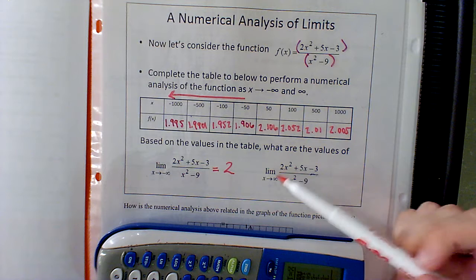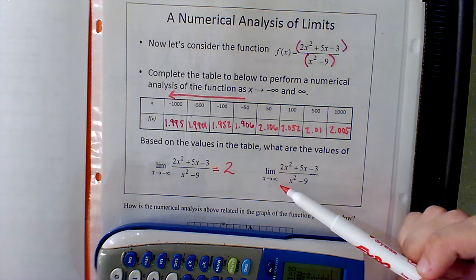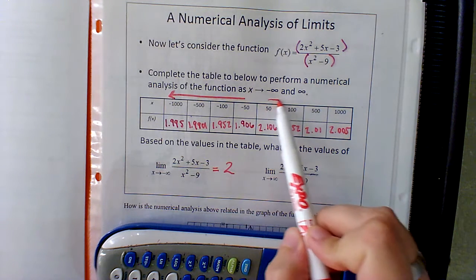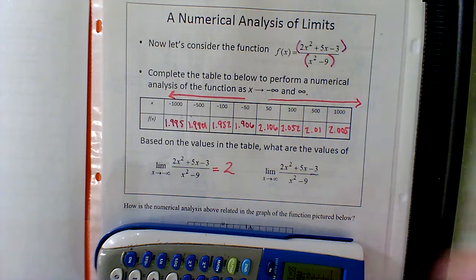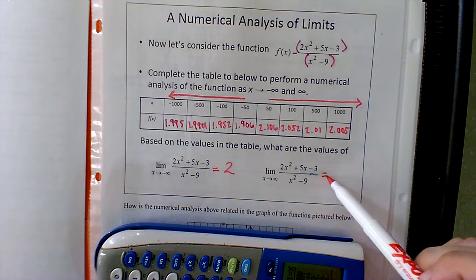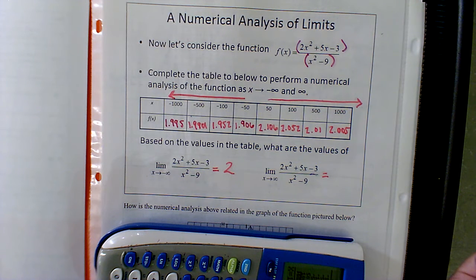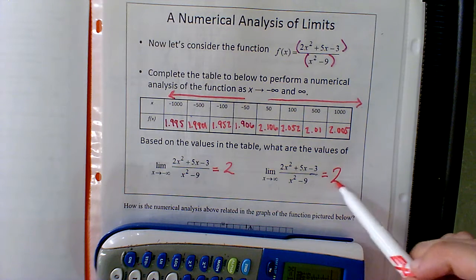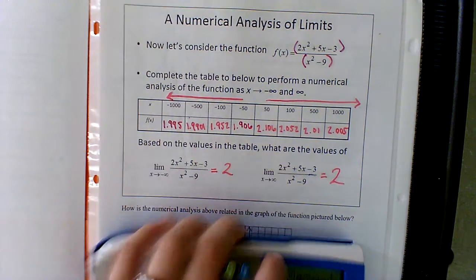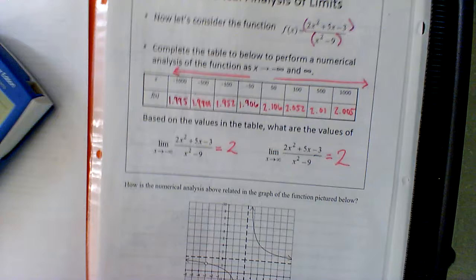What about the other one? The limit as we approach positive infinity. So our x's are getting very, very big. What are the y values approaching? 2 as well. And graphically this makes sense because we found those same answers on the previous page.